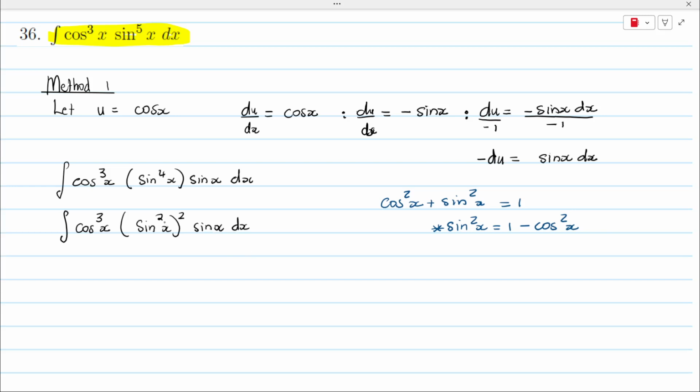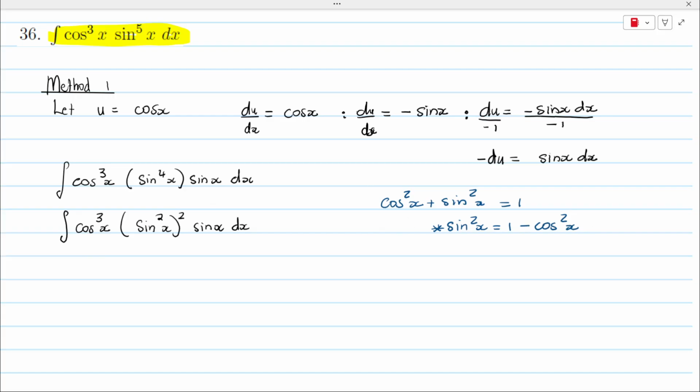Because I've simplified this as this, I know that to get to 4, I'll just say sine squared x, and these exponents will add, will give me this, and sine x. Sine 4x multiplied by sine x will give me the original expression of sine 5x and the dx. So now that it's written like this, it is easier to then apply the trig identities.